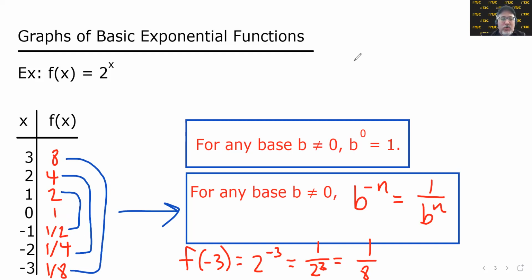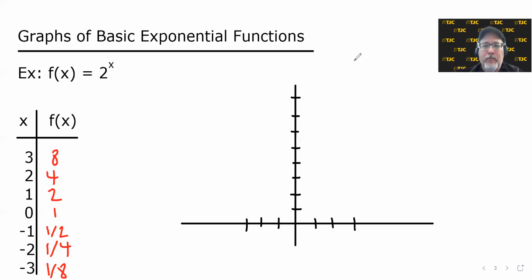All right, so now that we got these ordered pairs, let's clean this up and let's sketch this graph. I've got a coordinate plane ready to go, and you'll notice that I don't have much room below the x-axis. That's because if you look at your y coordinates, your outputs, none of them are negative.